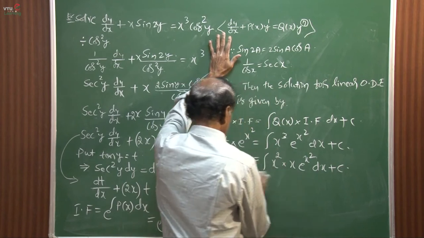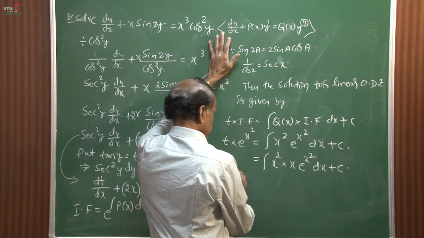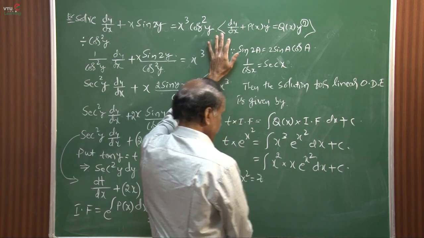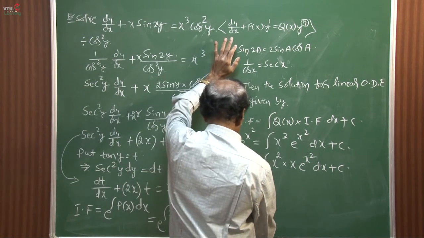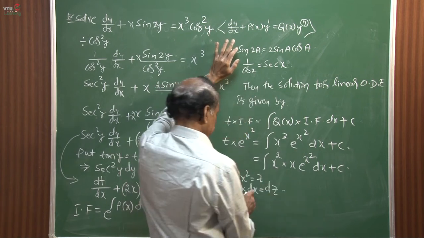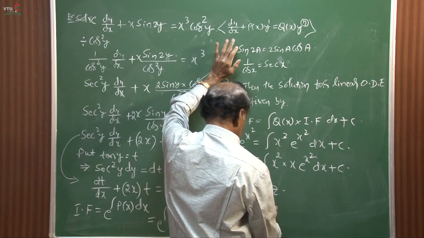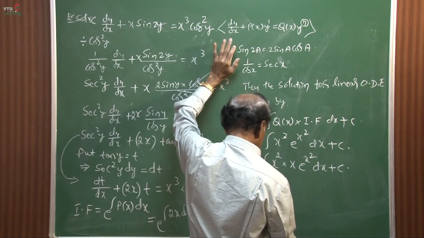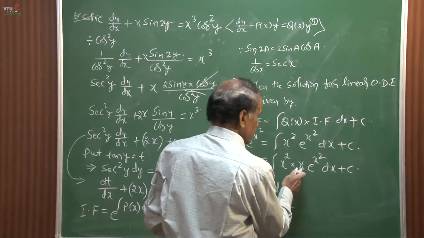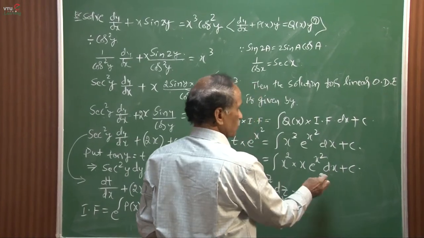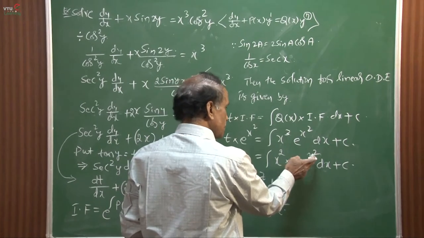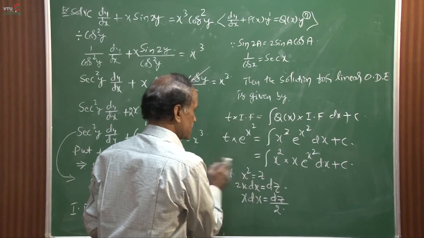What is next? You are going to take another substitution here. x square is equal to another symbol, z. 2x dx is equal to dz, that is x into dx is equal to dz divided by 2. Where x into dx is available, you can replace this quantity by dz by 2, whereas x square alone you can replace as z.